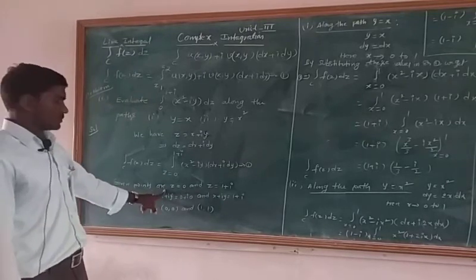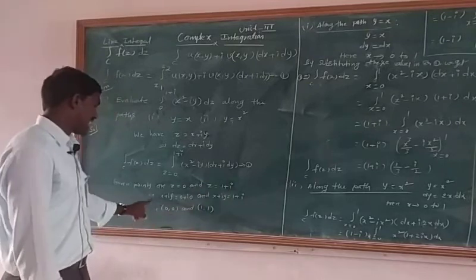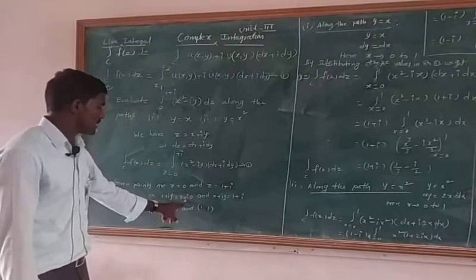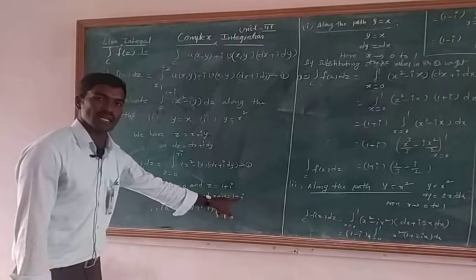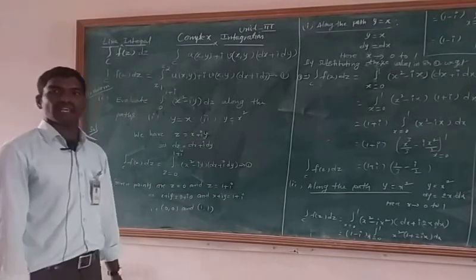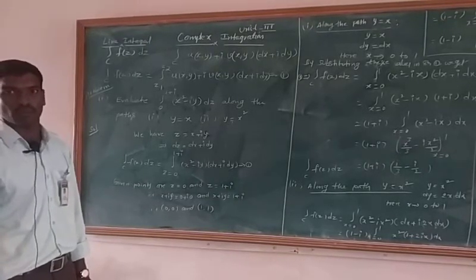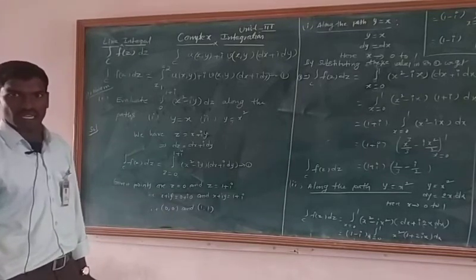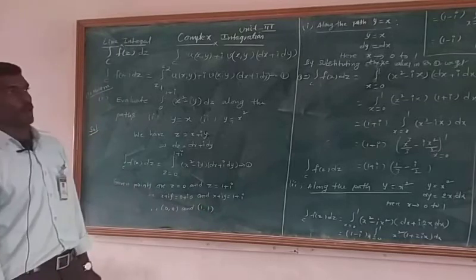Given points are z equals 0 and z equals 1 plus i. That is, z is nothing but x plus iy equals 0 plus i0 and x plus iy equals 1 plus i. So, according to the definition of complex number, the ordered pair x comma y is known as a point in the complex plane. Comparing the coefficients of the real and imaginary parts, we get 0 comma 0 and 1 comma 1 as the given points.